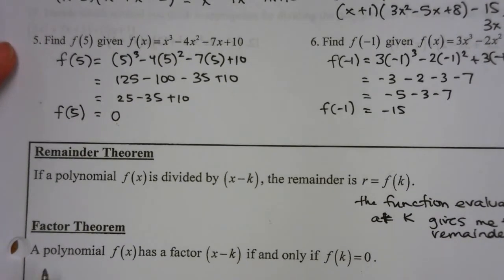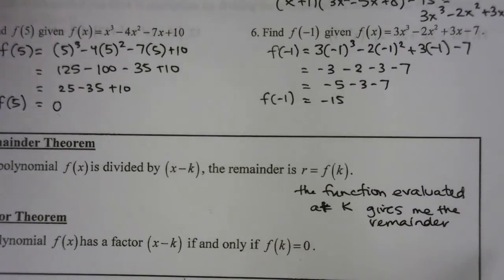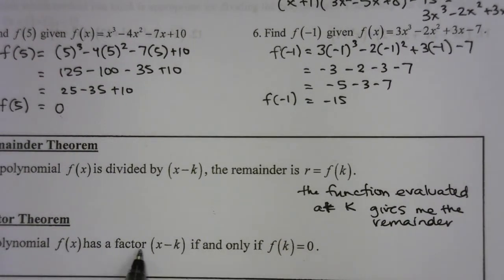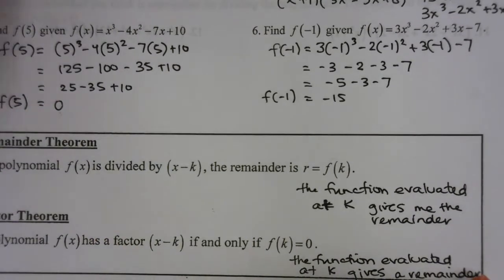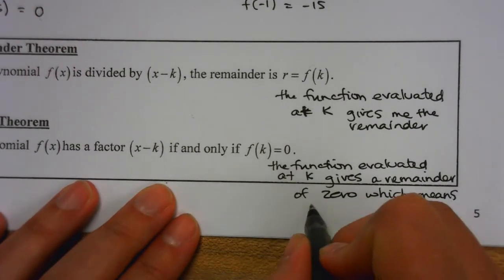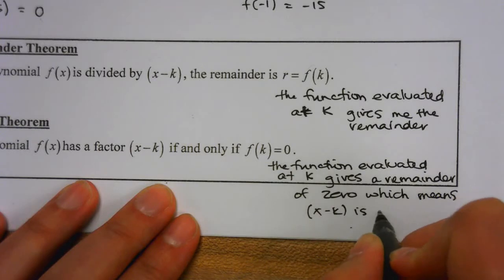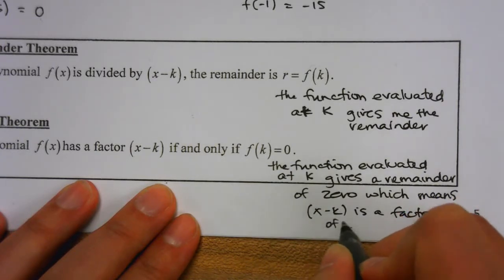The factor theorem: a polynomial f of x has a factor of x minus k if and only if f of k is equal to 0. So the function evaluated at k gives a remainder of 0, which means that x minus k is a factor of the polynomial.